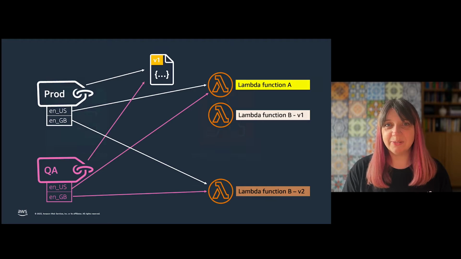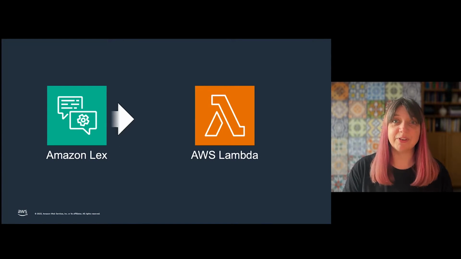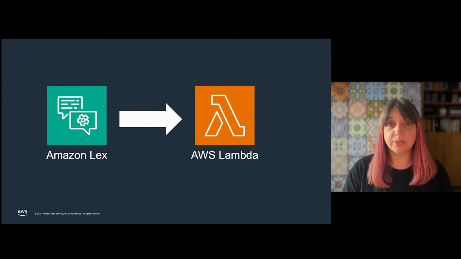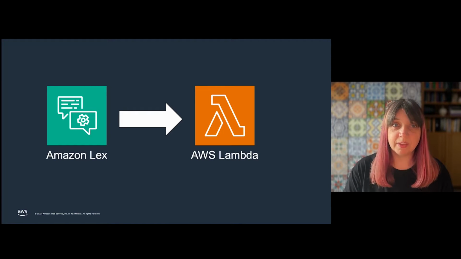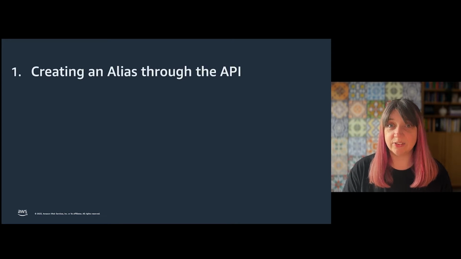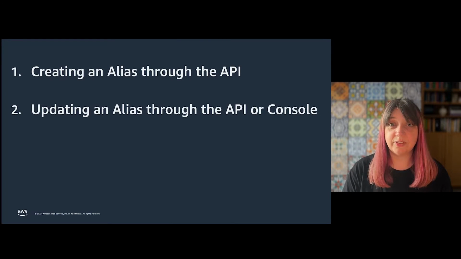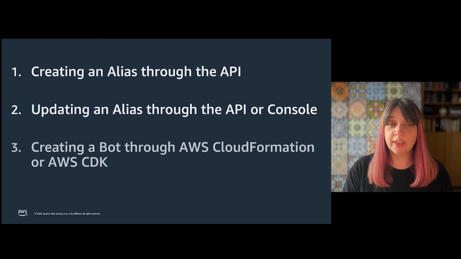So, how do we actually associate that Lambda function? Well, there are three points in your bot's lifecycle that you can use to do this. Firstly, creating an alias through the API. Secondly, updating an alias through the API or the console. And three, creating a bot through CloudFormation or CDK. So let's look at each of them.